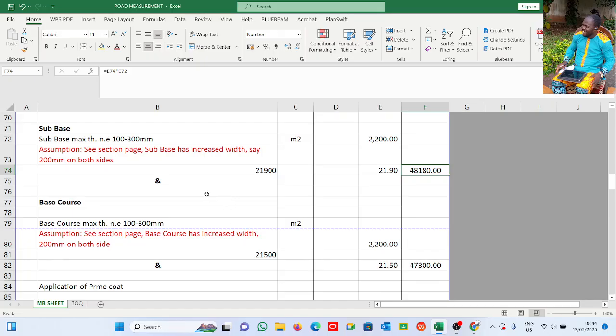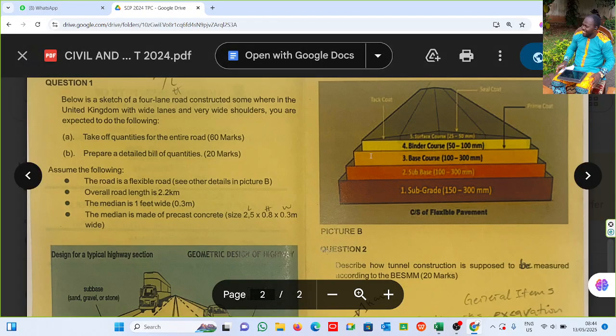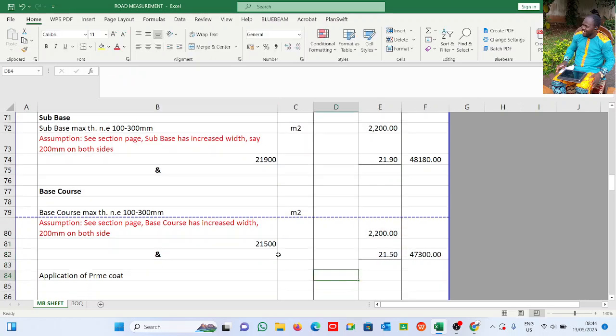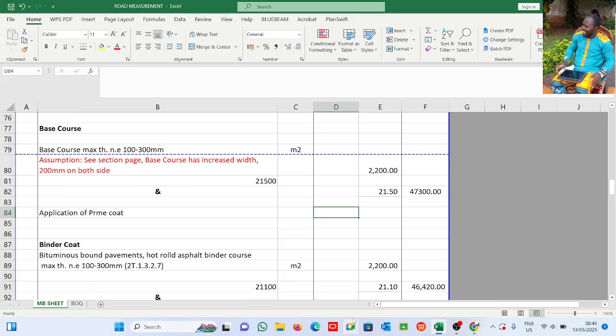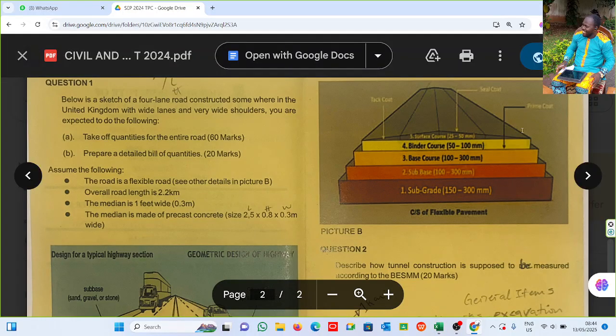Now the base course. This is the base course, right? So let's say this is what we know, 21.1. Say by 200 here, 200 here. That is why you see it here. It is just 200, 200. So I have 21.5. That gives me this. Alright. Now, having done that, on the base course there's a prime coat.